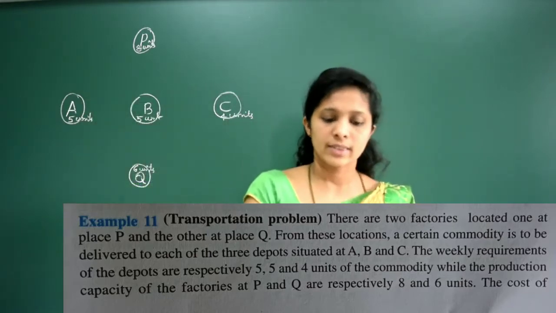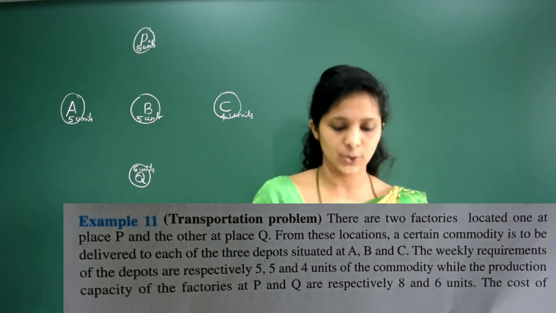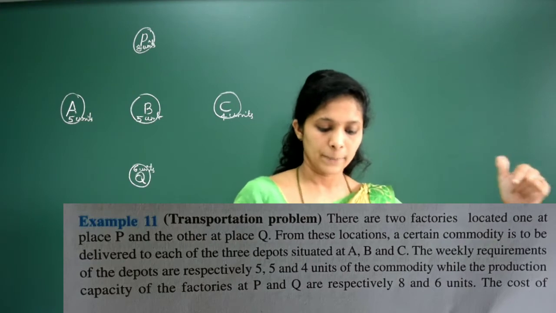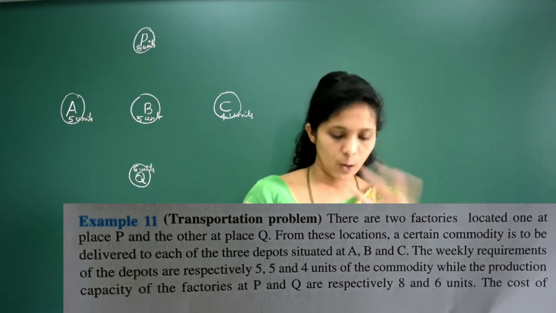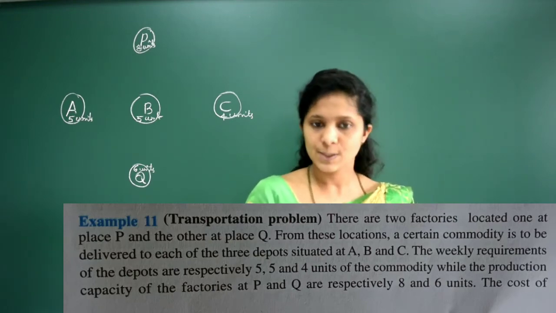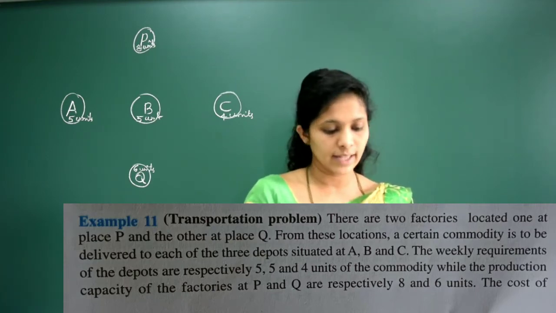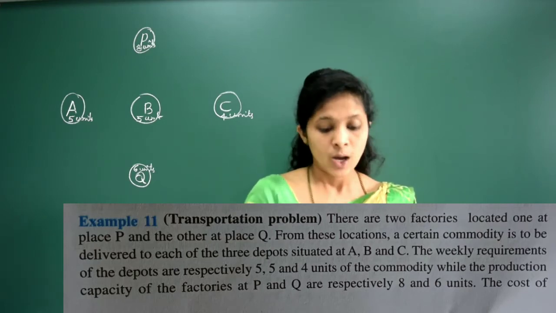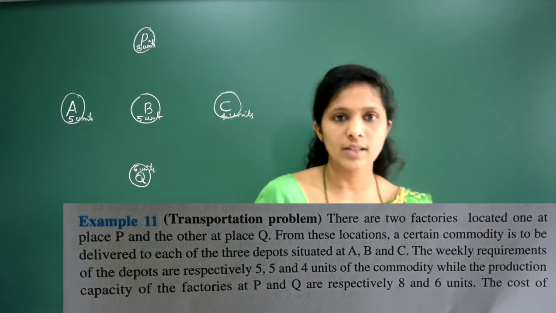Now the cost of transportation per unit is given. Here you can see P, Q and the cost in rupees for A, B, C. By using this you have to find how many units should be transported from each factory to each depot in order that the transportation cost is minimum. What will be the minimum transportation cost? So this is the question.